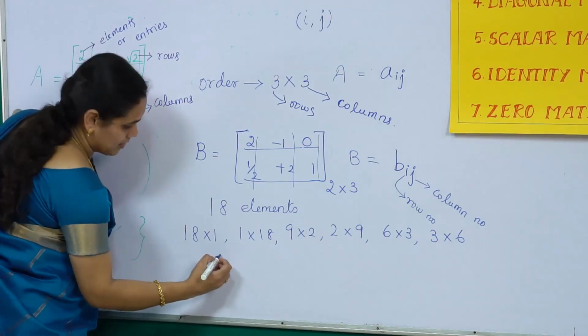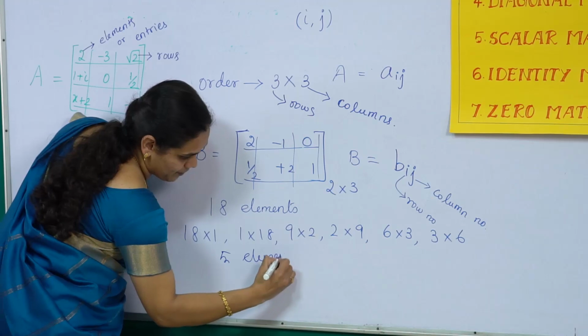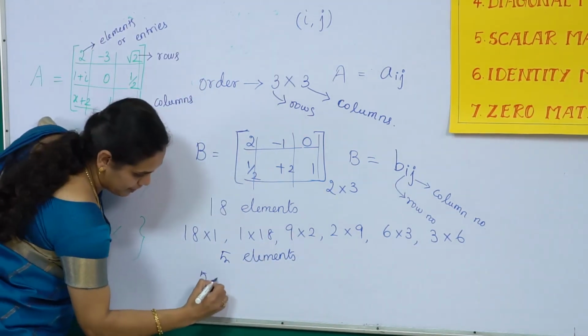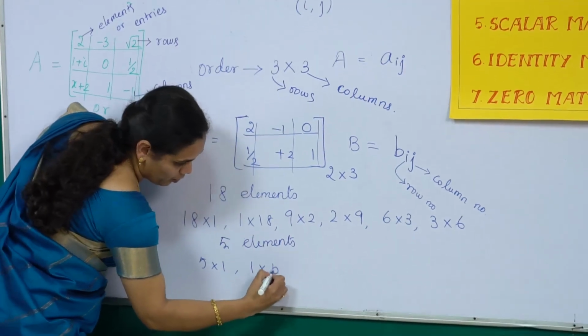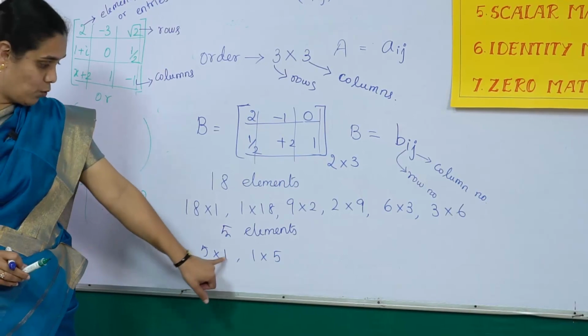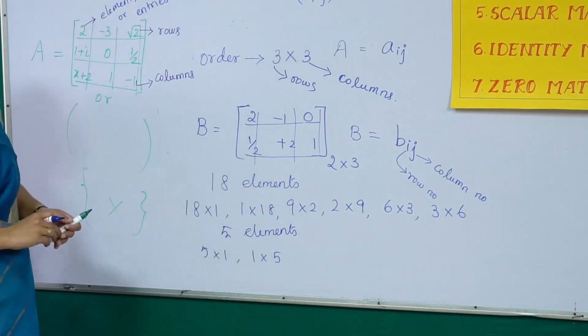Suppose a matrix has 5 elements, then what are the possible orders? 5 by 1, or it can be 1 by 5. It means there can be 5 rows and 1 column, or 1 row and 5 columns.